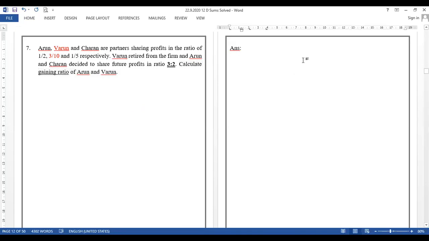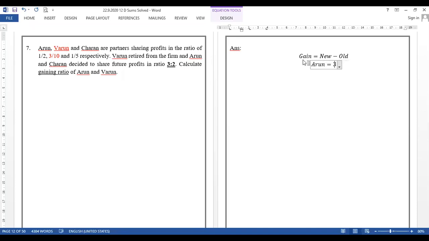We simply have been asked to calculate the gaining ratio. The formula for gaining ratio is, what was the formula for sacrifice? Old minus new, right? So for gain it will be new minus old. So let us work on that. Varun is the retiring partner, so we need not work for Varun. Arun and Charan, so let us find out for Arun.